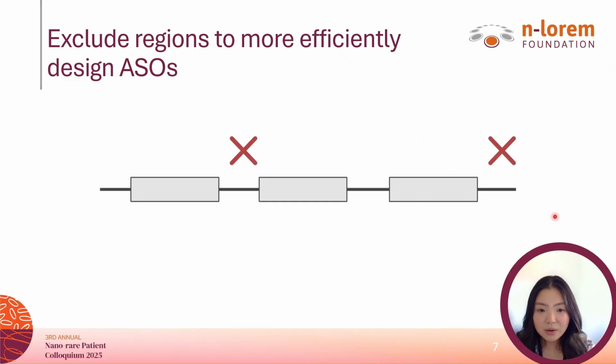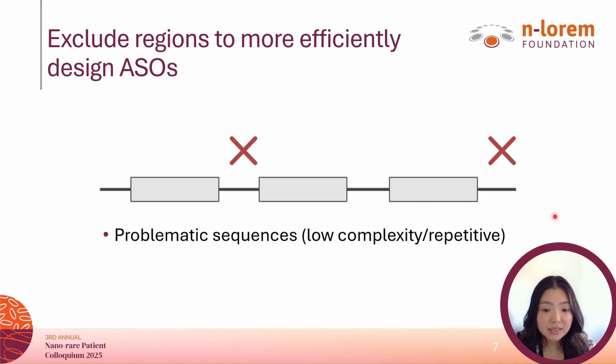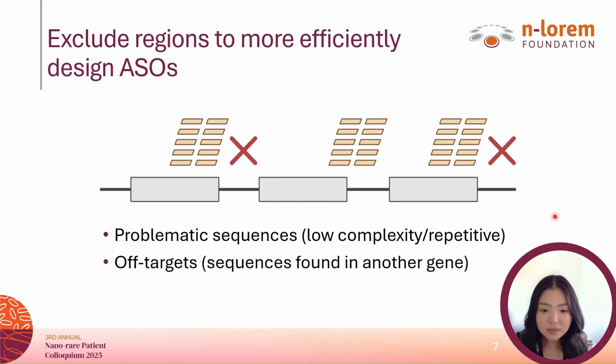Some of these regions might be problematic sequences. So regions where you have very repetitive sequences, those are places that we would like to avoid. In addition, there may be regions where the sequence is also found in another gene. And this could result in unintended effects or off-target effects, where our ASO could bind to our target gene as well as this other gene. And so we want to avoid this and then instead only design ASOs into these good regions.